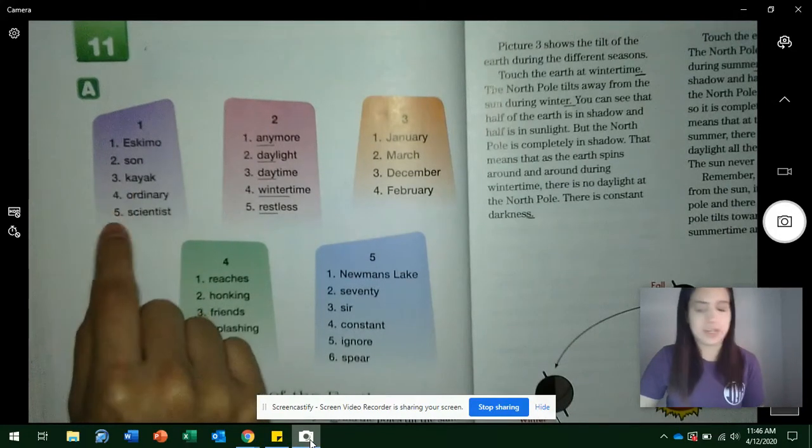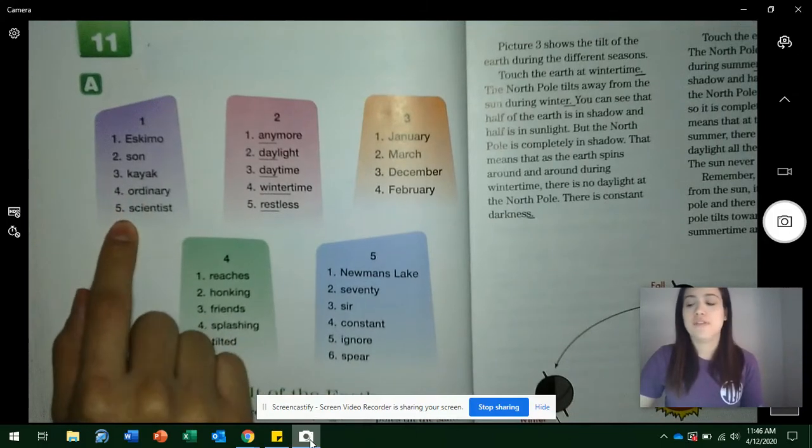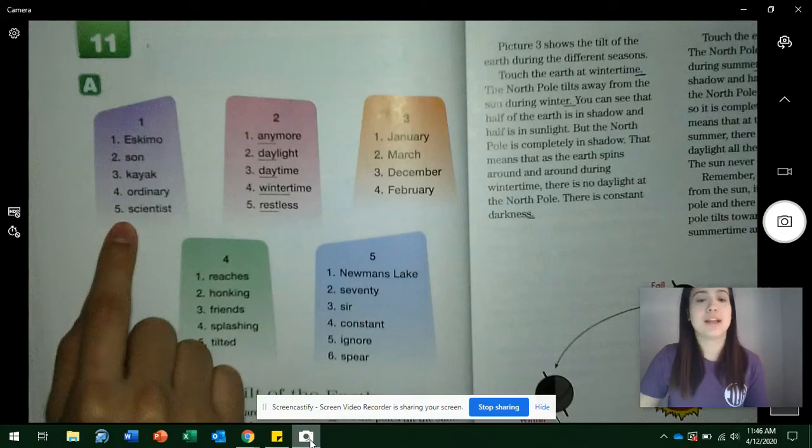Yes, word four is ordinary. What word? Yes, spell ordinary. Get ready. Awesome. Word five is scientist. What word? Yes, scientist. Spell scientist. Get ready.